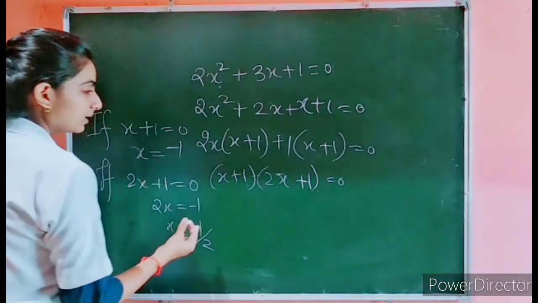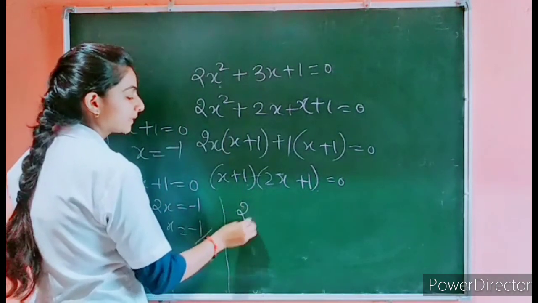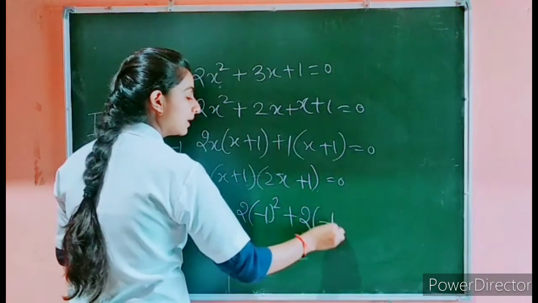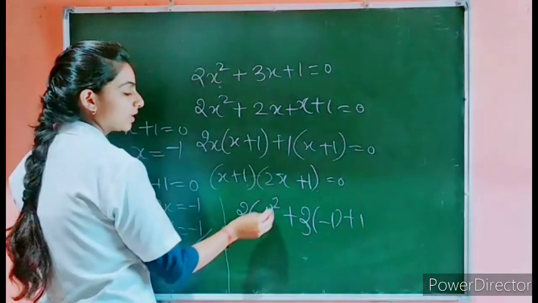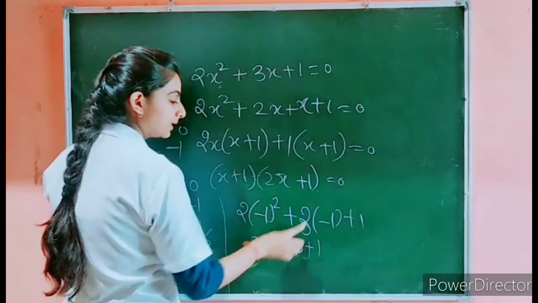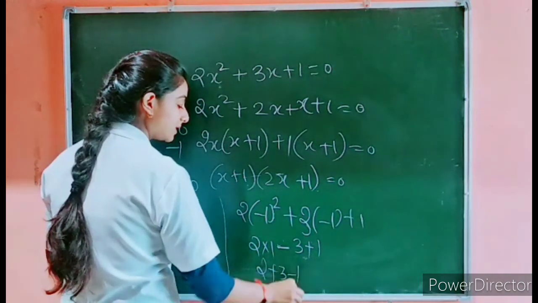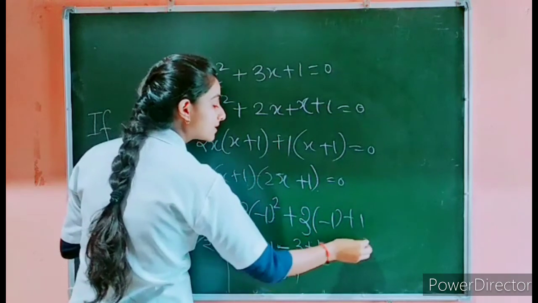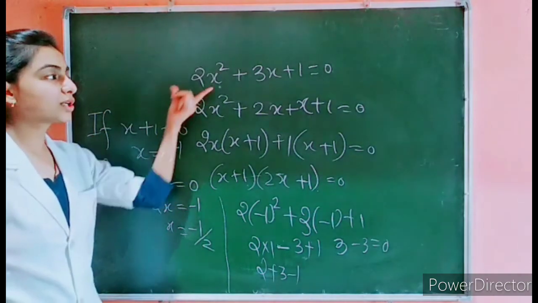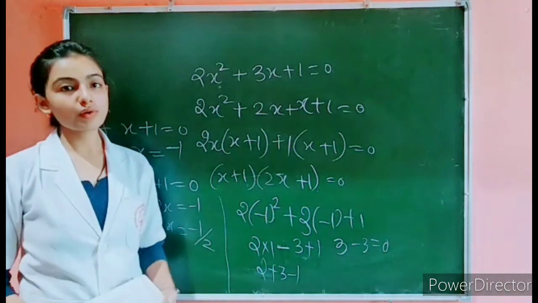Now let us verify by putting x equal to minus 1 in this equation: 2 into minus 1 whole square plus 3 into minus 1 plus 1. 2 into 1 is 2, plus 3 into minus 1, that is minus 3, plus 1. 2 plus 1 is 3, and 3 minus 3 will be 0. So at x equal to minus 1, this equation becomes 0. So these are called the zeros of a polynomial.